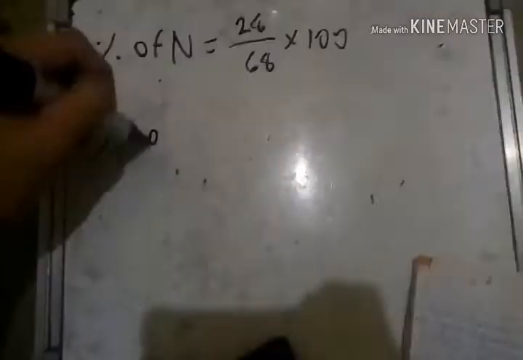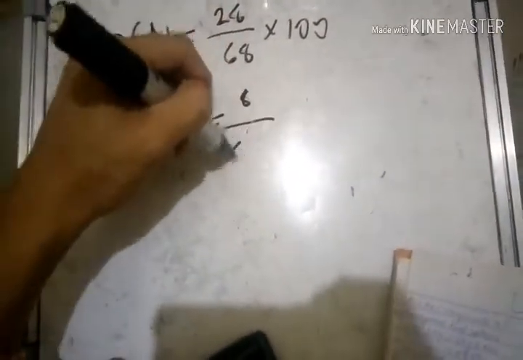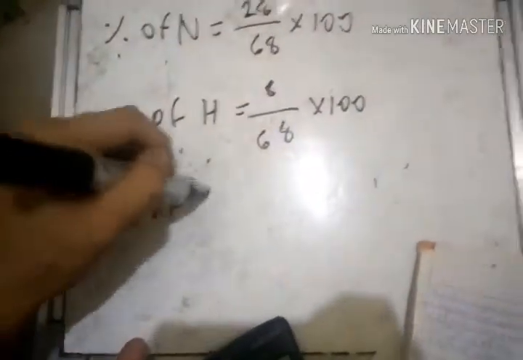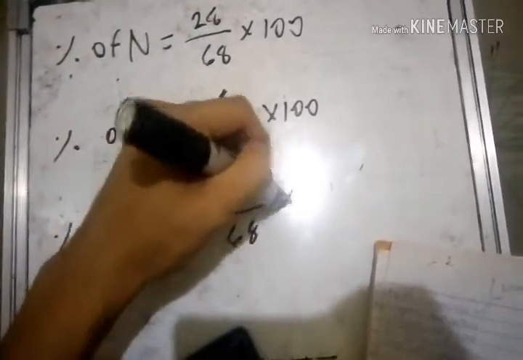So second we have to determine the percentage composition of each element. So percentage of nitrogen is equal to 28 over 68 times 100. Second, we have the percentage of hydrogen is equal to 8 over 68 times 100. And lastly, we have the percentage of sulfur equal to 32 over 68 times 100.